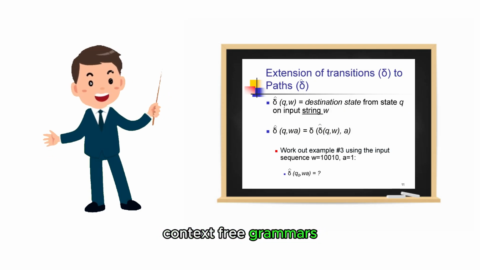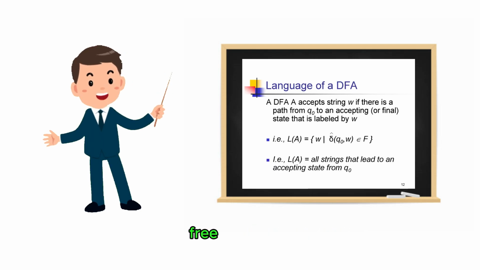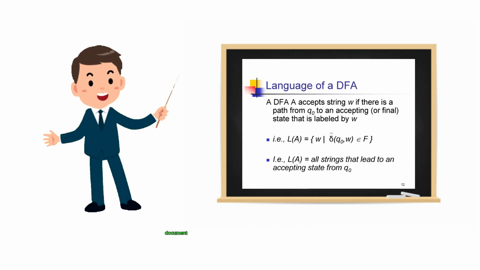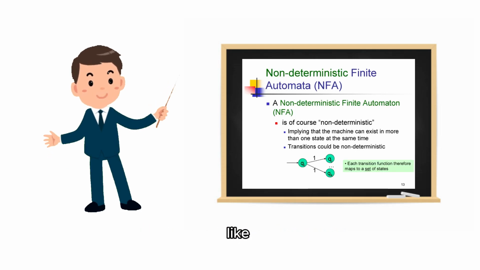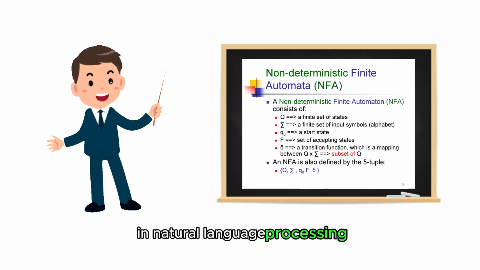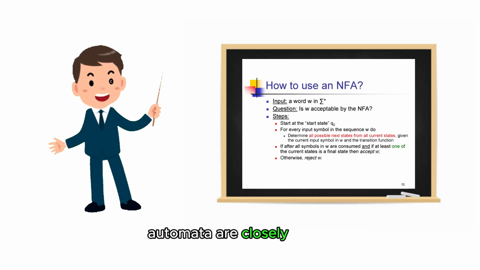Context-free grammars. Context-free grammars are another way to describe context-free languages. They are employed in the specification of programming languages, document markup languages like HTML, and the generation of syntactically correct sentences in natural language processing. Context-free grammars and push-down automata are closely linked.